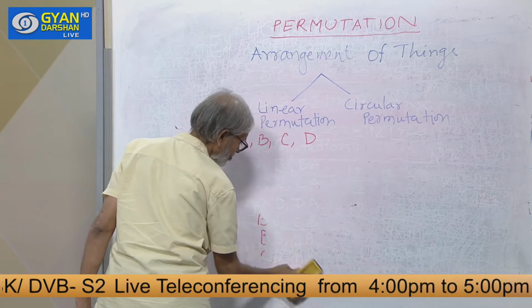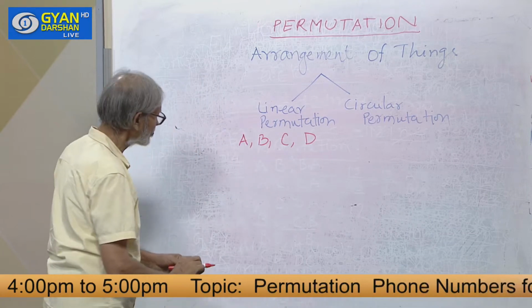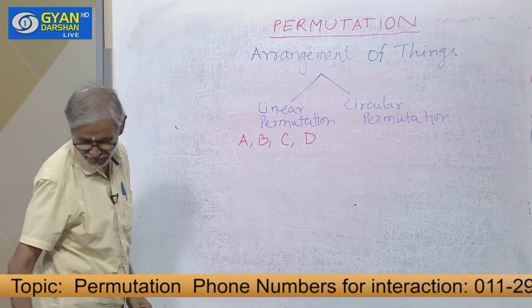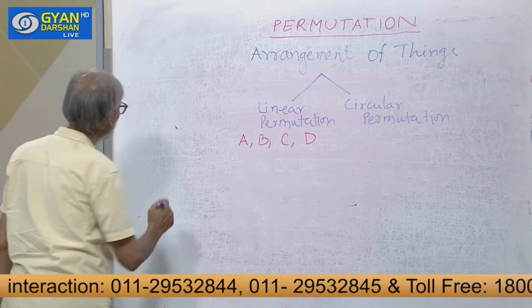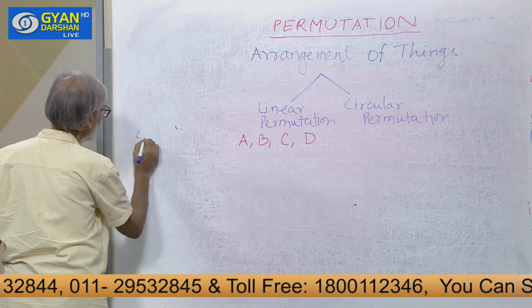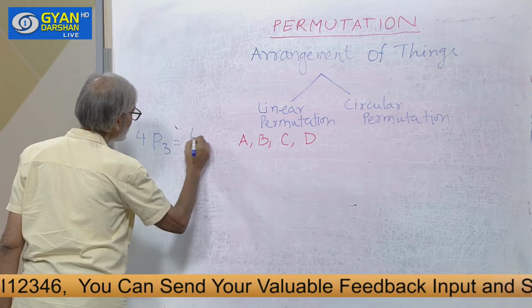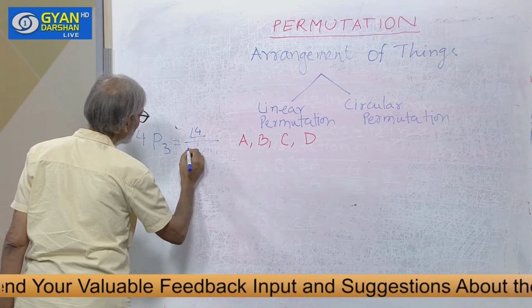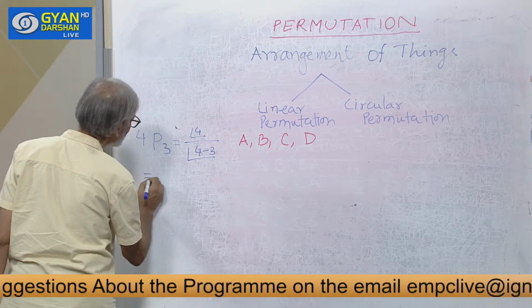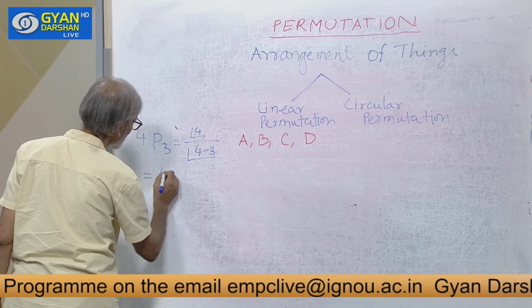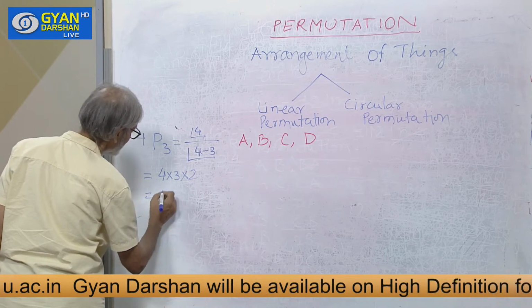Now, let us take 3 things at a time. Let us see by formula how many will be there. So, 4P3, taking 3 at a time, will be equal to factorial 4 divided by factorial 4 minus 3. So, factorial 4 by factorial 1, factorial 1 is also equal to 1. So, it will be equal to 4 into 3 into 2, which is equal to 24.